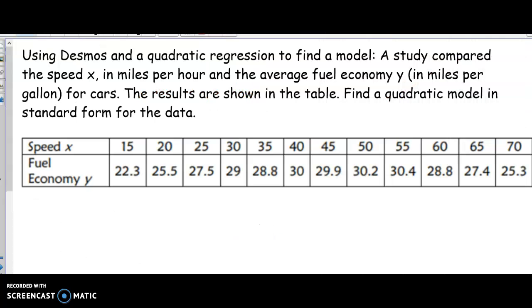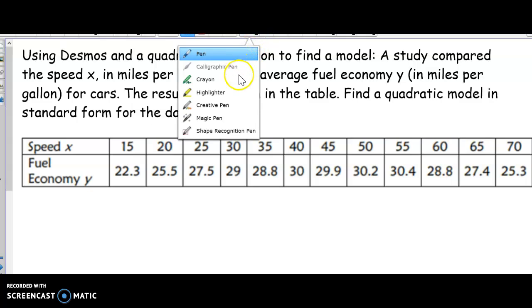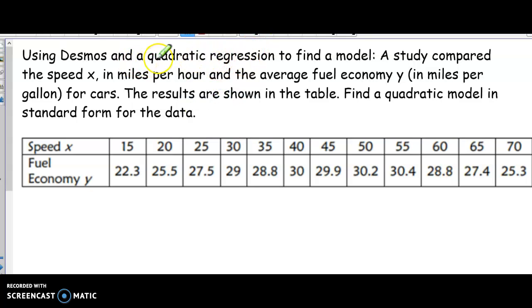For this one, we're going to use Desmos and a quadratic regression. All right, so now we have to change our thinking just a little bit, because we're talking about a quadratic equation model.